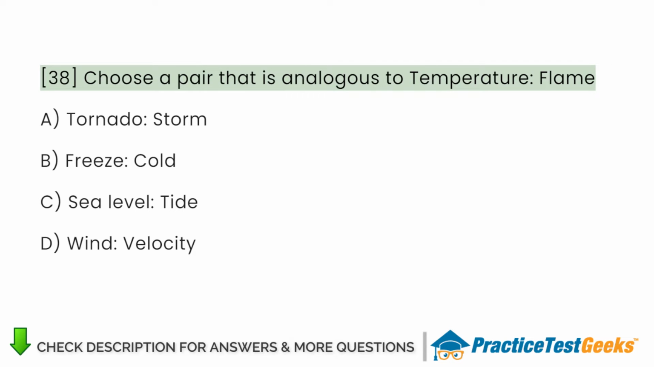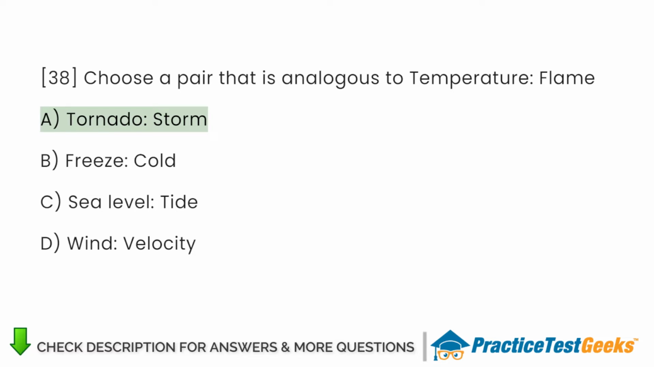Choose a pair that is analogous to temperature, flame. A. Tornado, storm. B. Freeze, cold. C. Sea level, tide. D. Wind, velocity.